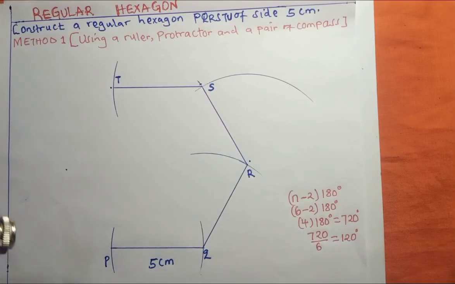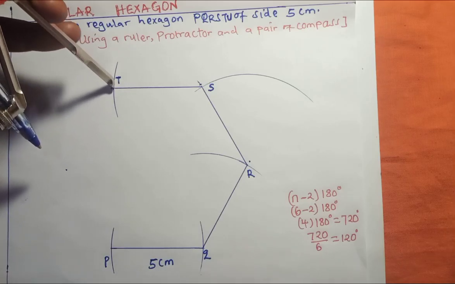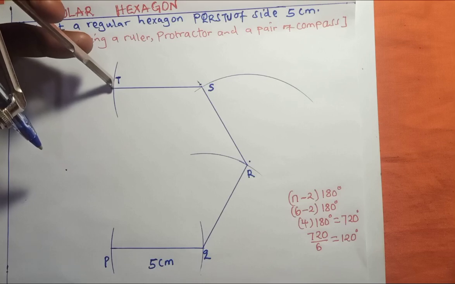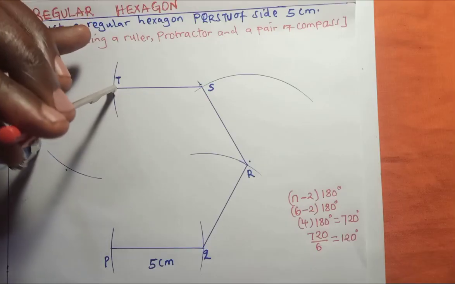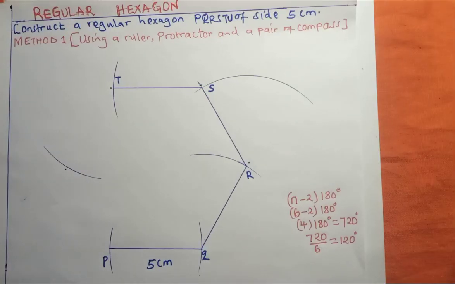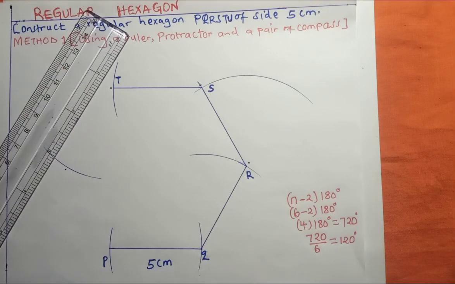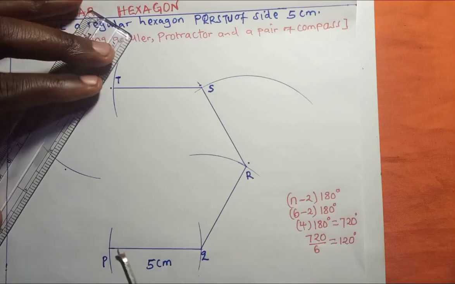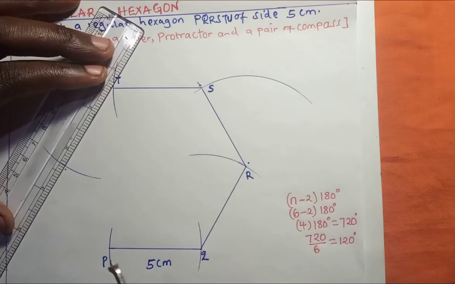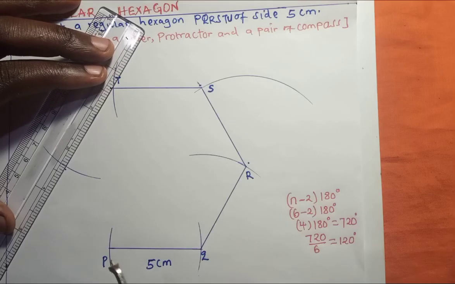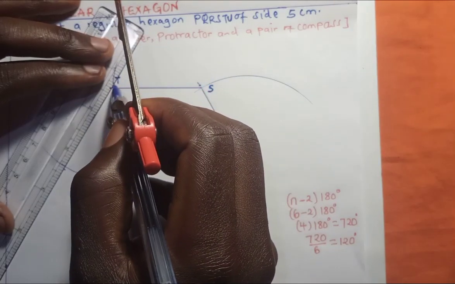Let us use our protractor, stand at point T, using the same length, that is 5 centimeters. Let us make an arc just like this. Make an arc, and of course we are going to join these 2 points. We join point T to point U, just like this.